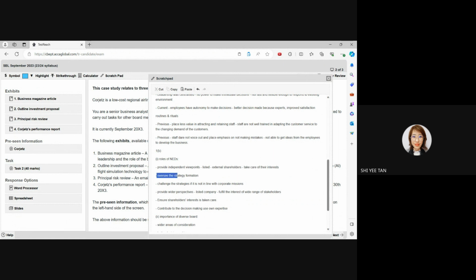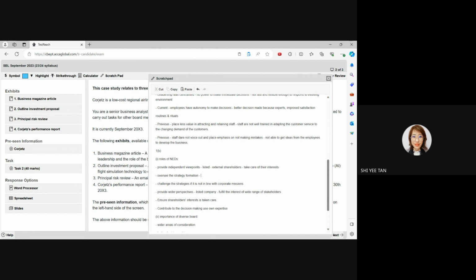Okay. How about the second one? Oversee the strategy formation. How to link to Corjetz and the airline industry? Strategy formation is important in the airline industry because we are going to face a dynamic business environment, and also the principal risk is very significant. So the strategy must take into consideration the risk factors that are very significant in nature, right? I would say like this. So this is how I would write.